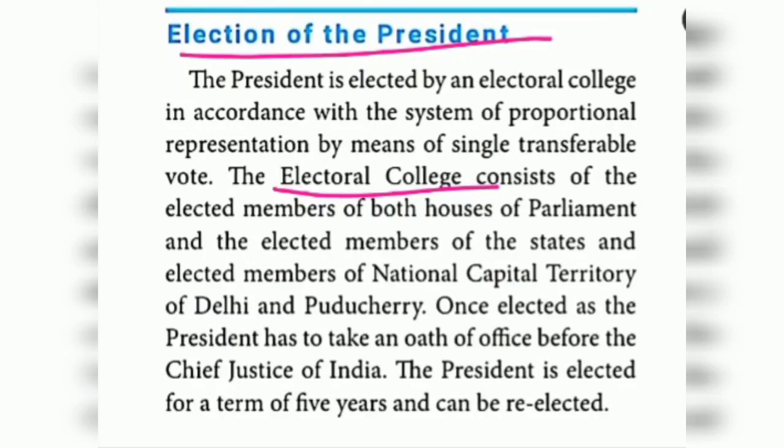The electoral college consists of both the houses of the parliament, the elected members of the states, and the elected members of the National Capital Territory of New Delhi as well as Puducherry. Yes, this much only, children.